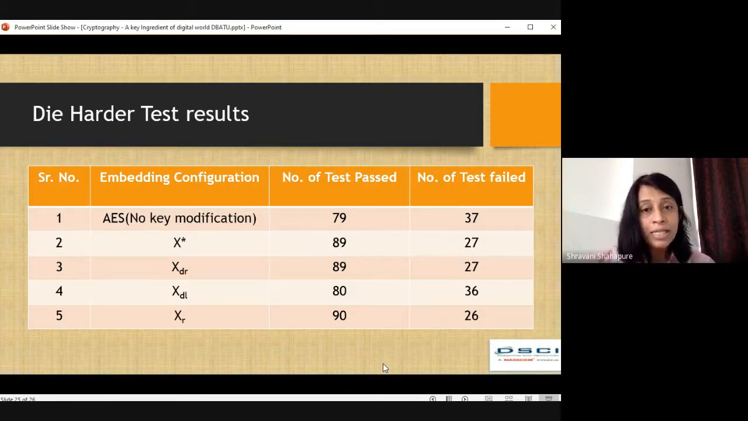More tests are getting passed and my cipher is getting stronger, with very few tests failed. In the case of reflection, the maximum number of tests have been passed in the Dieharder test. We can move on to the next.